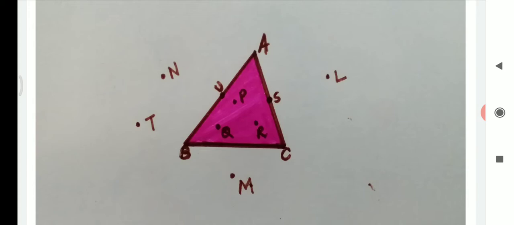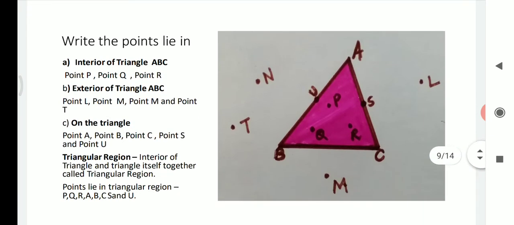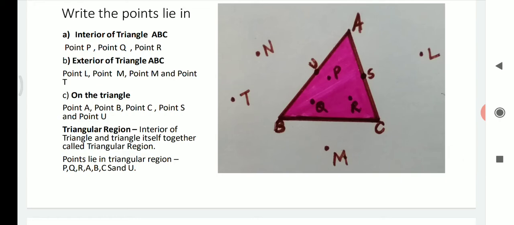They lie on the triangle. Point A, point B, point C, the vertices of the triangle. And there are two more points which lie on the boundary of the triangle, that is U and S. Right? Let me repeat. Interior: P, Q and R. Exterior: L, M, N, and T. On the triangle: A, B, C, S and U.